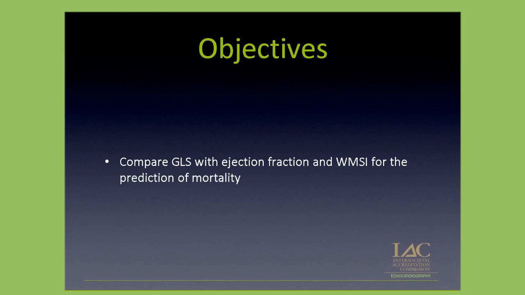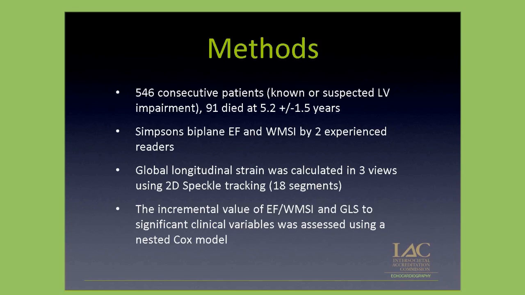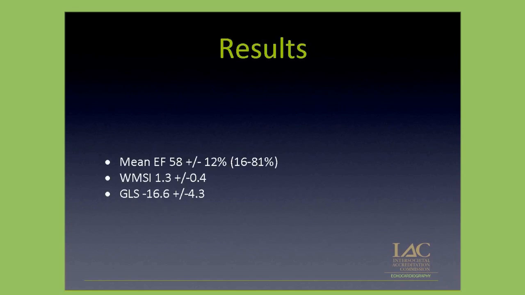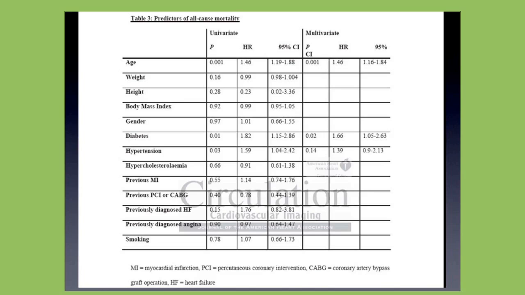He compared global longitudinal strain with ejection fraction and wall motion score index in the prediction of all-cause mortality. So he evaluated 546 patients. He used the Simpson's biplane EF and the wall motion score index, the way that you do it in your labs, and global longitudinal strain done the way that I just showed you with speckle tracking. The way that he did it is very similar to the way in which we operate clinically. He got these patients in a room and asked them about clinical characteristics. To no surprise, age, diabetes, and hypertension were prognostic of mortality.